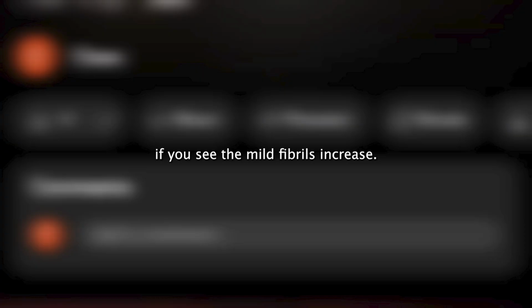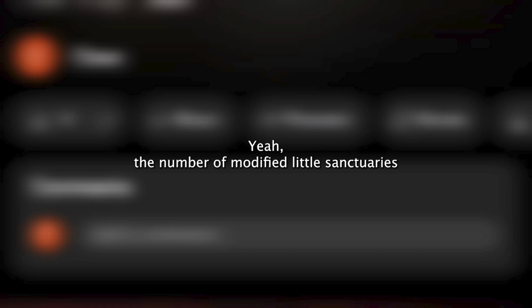Did you say the myofibrils increase? Yeah, the number of myofibrils increases in trained muscle.